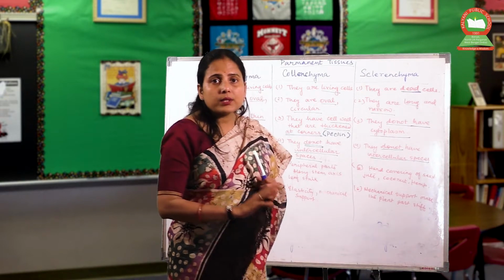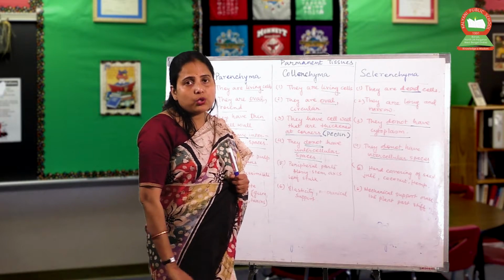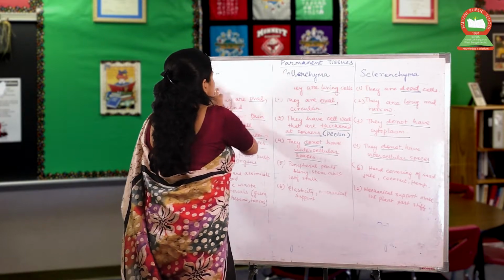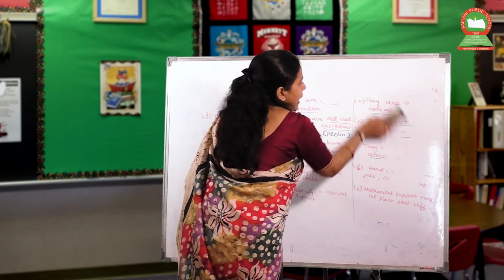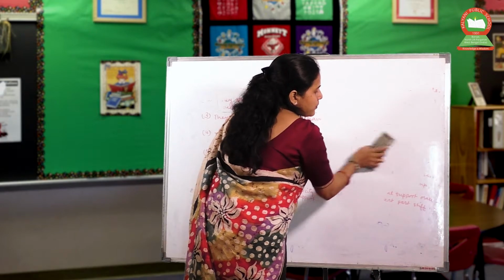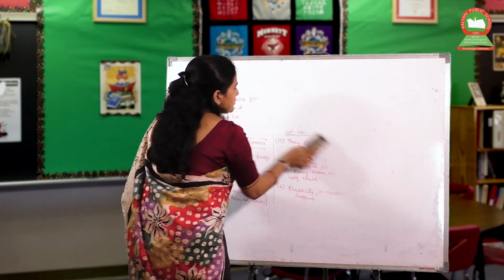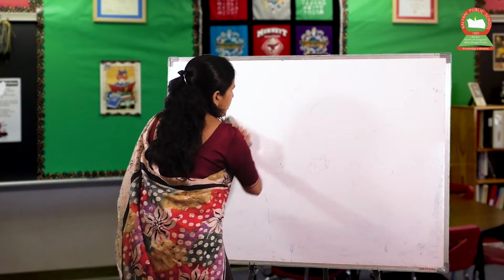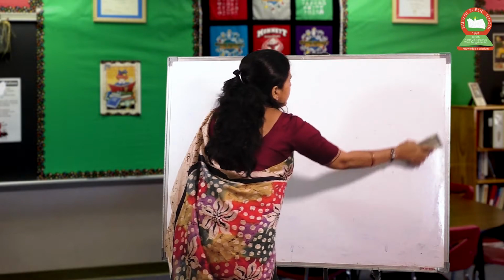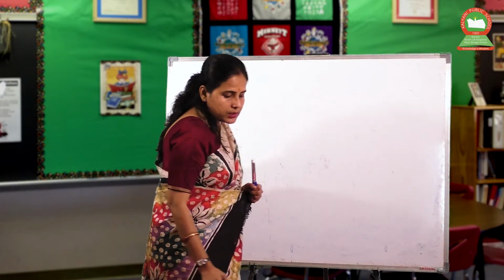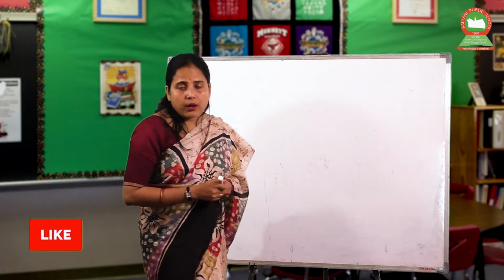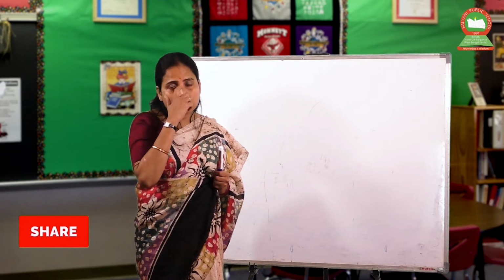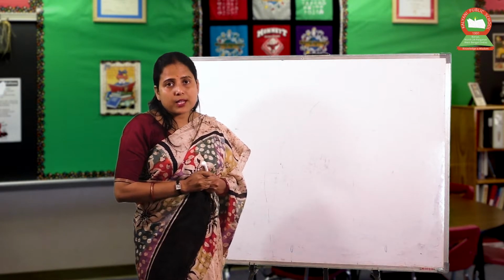Now we have discussed the simple permanent tissues. Now we will discuss the complex permanent tissues. As I have said, we have two types of complex permanent tissues. They are the xylem tissues and the phloem tissues. You know, the plants are responsible for photosynthesis. Now this photosynthesis is carried out by nutrients which are supplied to the plant through a process called transportation.